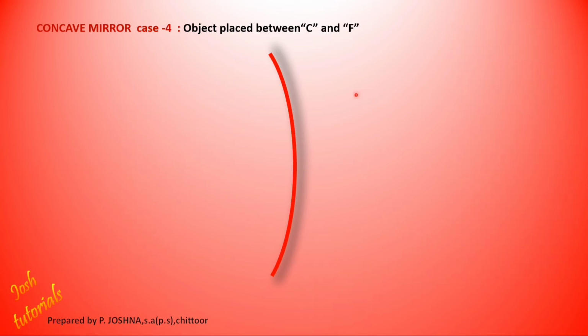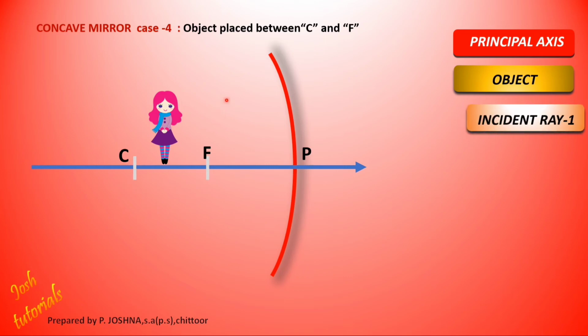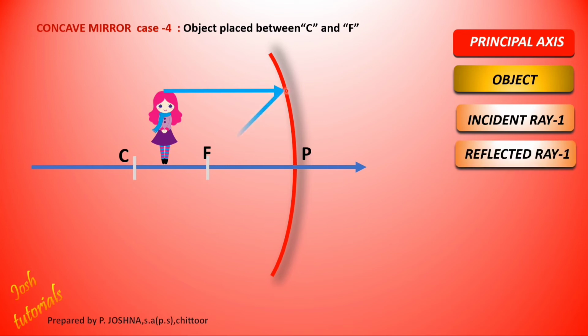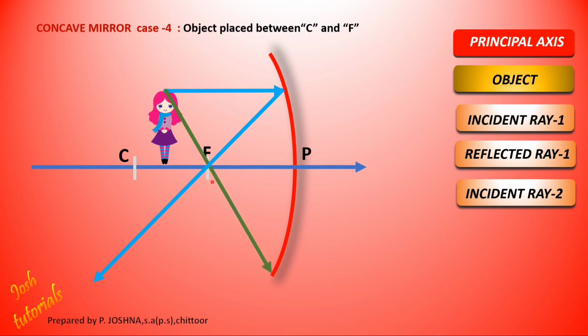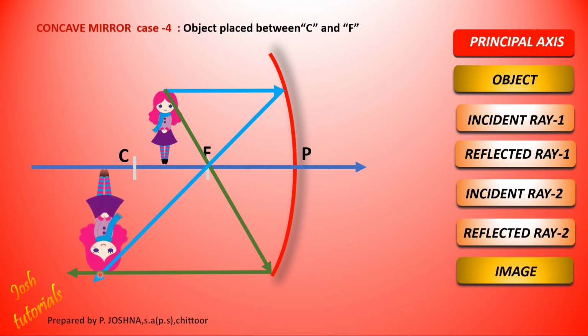Now moving on to the fourth case. The object is placed between C and F. Draw the principal axis with color pencils and place our object between C and F. Draw an arrow mark. Now our first ray, parallel to the principal axis, moves through the focus, and the second ray through the focus passes parallel. Look, these two meet at some distant point that is beyond C.